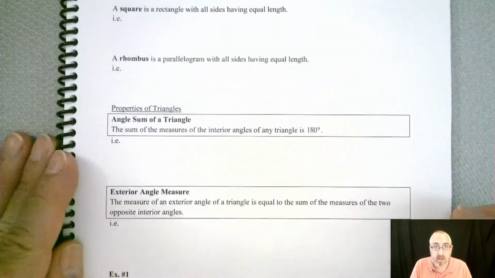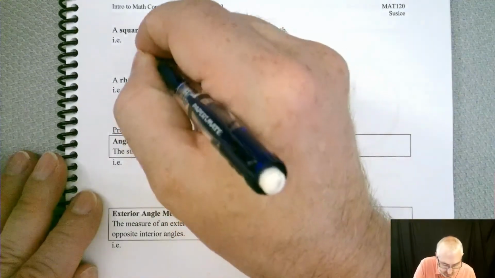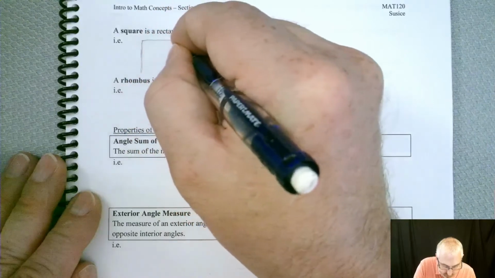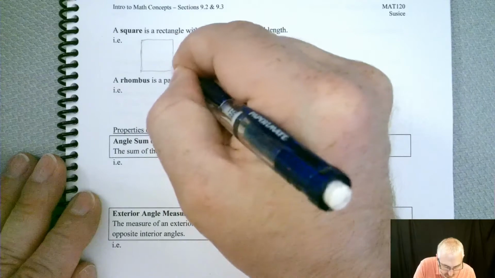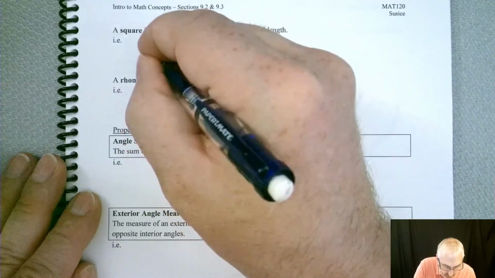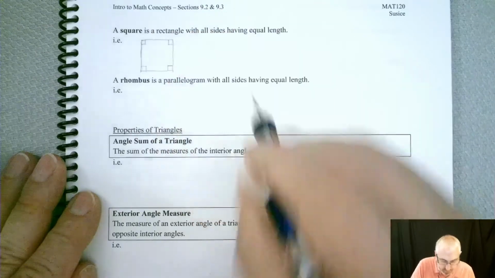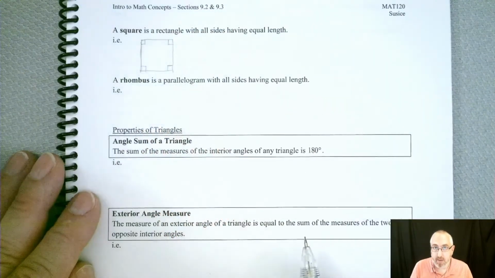The next one after that is a square. And we already drew a square before, but let's just draw it again. So again, all four sides are the same length. And of course, it's got that right angle in there, which makes all of them right as well. So by definition, it is a rectangle, but it has all the sides the same length.